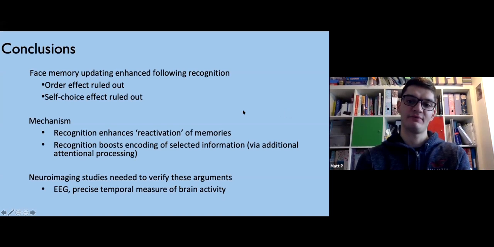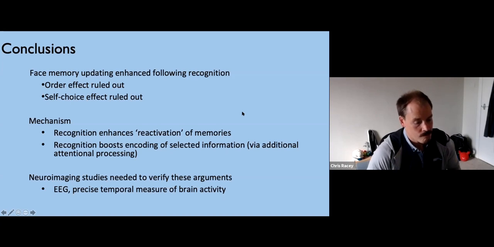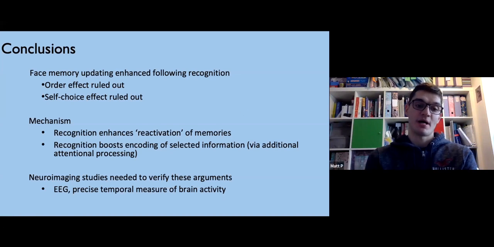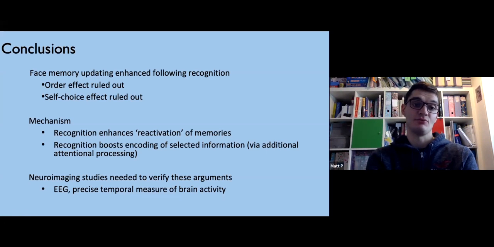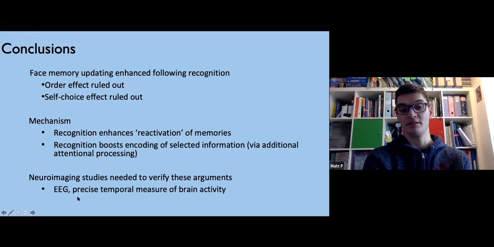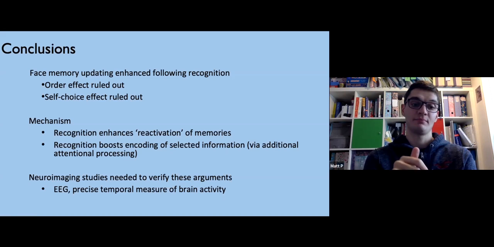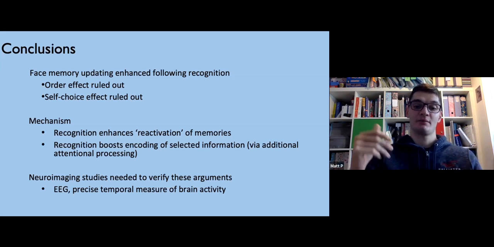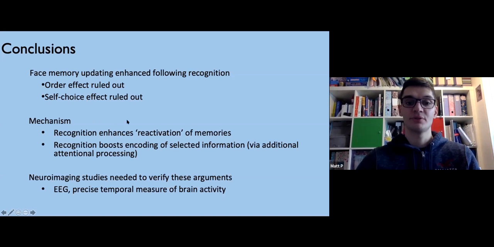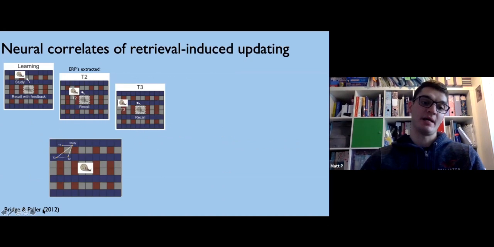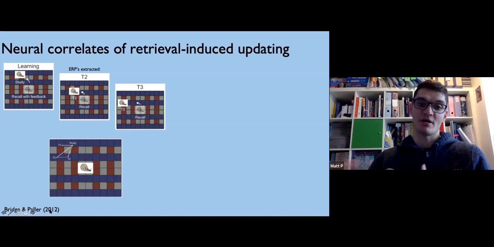So we have then conducted an EEG experiment to get into the sort of neural processing related to this memory updating effect that we found. The reason for EEG in particular is that this tool has a lot better temporal resolution, so we can hopefully try and unpick the order of processes that are going on. In particular, this was shown in a study by Bridge and Paller in 2012.